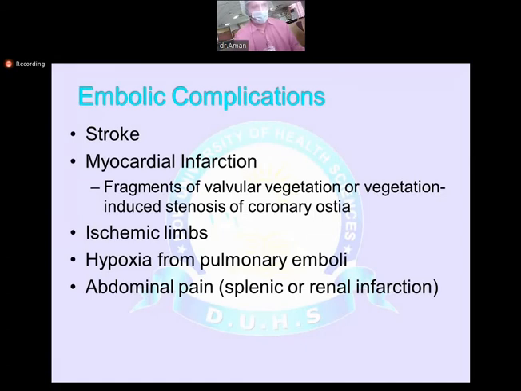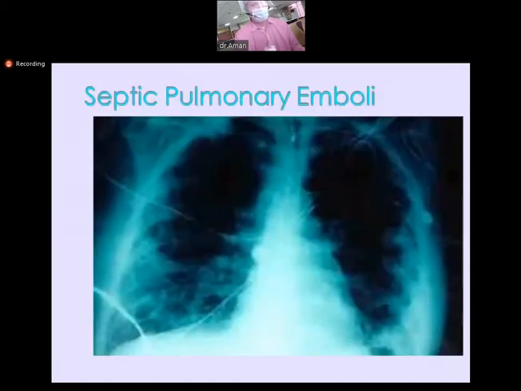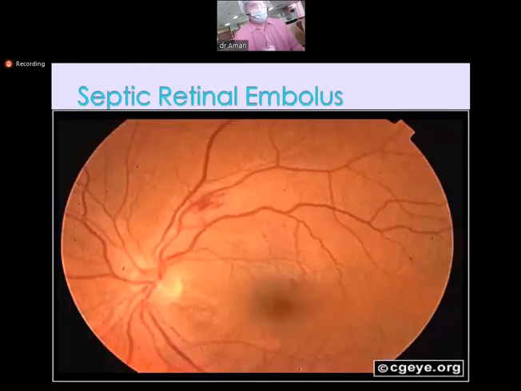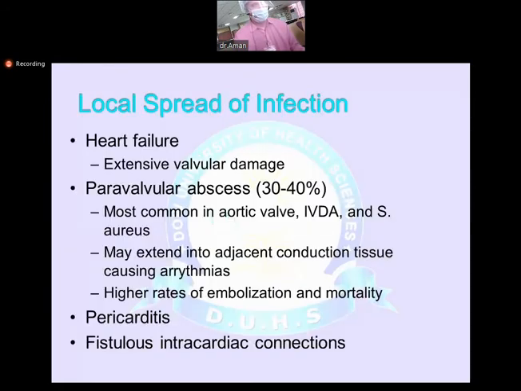Hypoxia from pulmonary emboli, abdominal pain, splenic or renal infarction. So this is a septic pulmonary emboli, and you can clearly see it on the right side of the chest. Septic retinal emboli in the eye: if you do retinoscopy or fundoscopy, you might find that. Local spread of infection: extensive valvular damage, paravalvular abscess, 30 to 40%, most common in aortic valves and IV drug abusers. Staph aureus may extend into the adjacent conduction tissue causing arrhythmias, with higher rate of emboli and mortality, pericarditis, fistula, and intracardiac connections. These are the local spread of the infection.